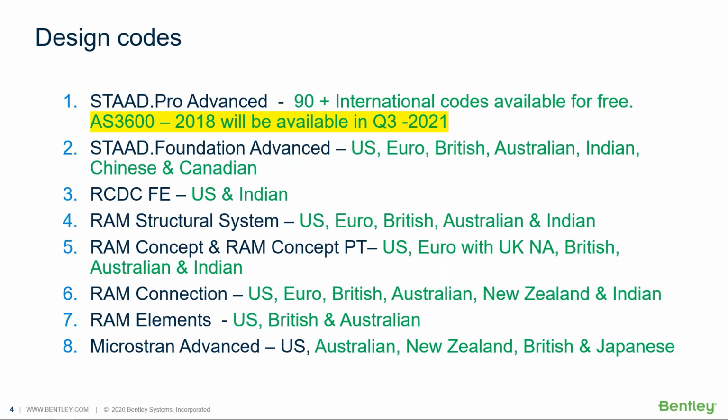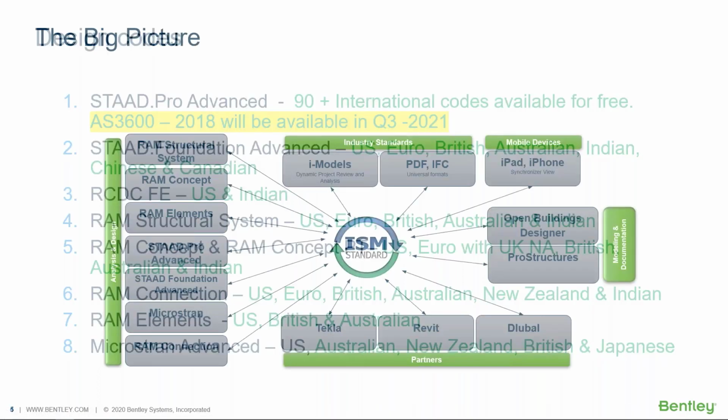Okay, and once the AS 3600 2018 is implemented in StatPro Advanced through the RCDC, the same RCDC can be used together with RAM Structural System also. Okay, so those are the code coverage.